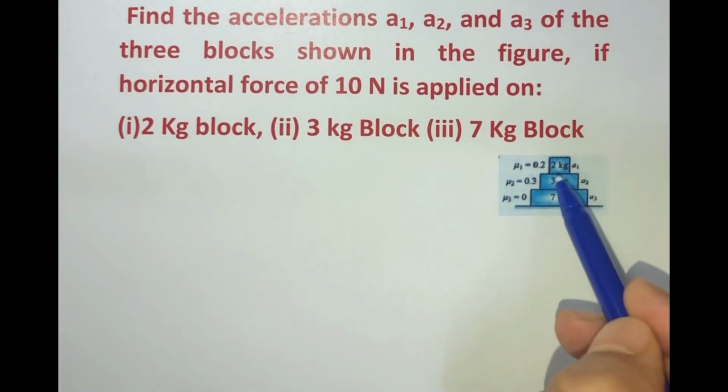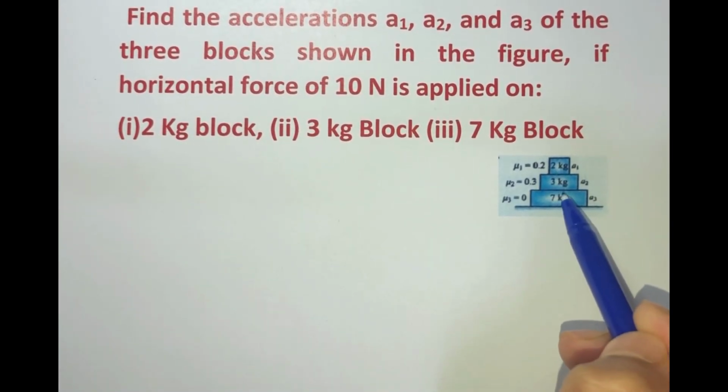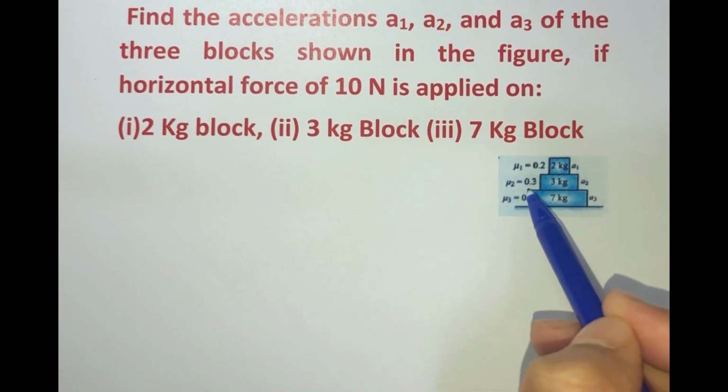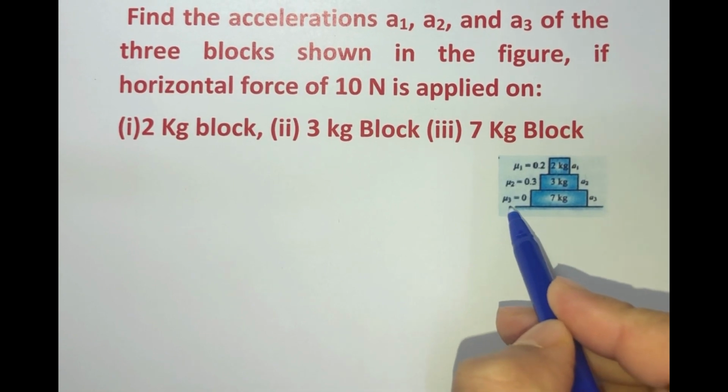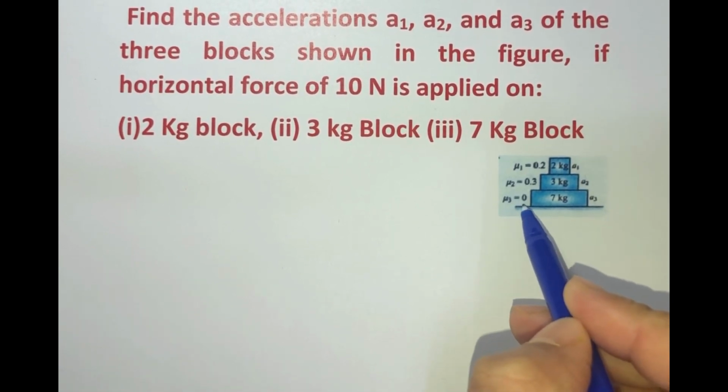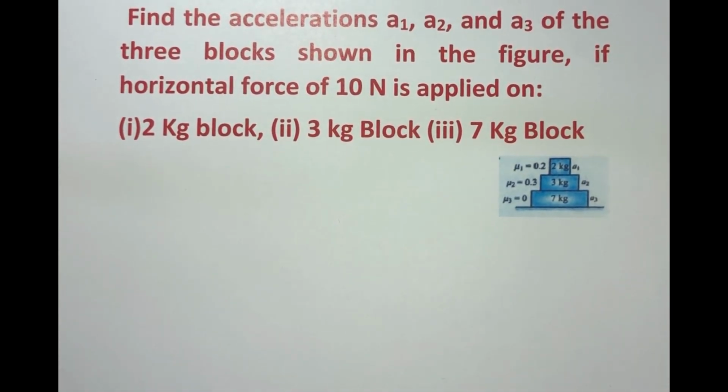Coefficient of friction between 2 and 3 is 0.2, and between 3 and 7 it is given as 0.3, and between 7 and ground it is frictionless as the coefficient of friction is given as 0. So let us do it for the first case.